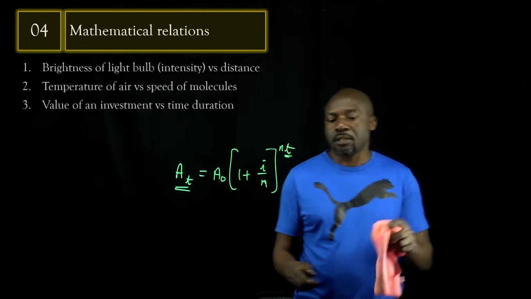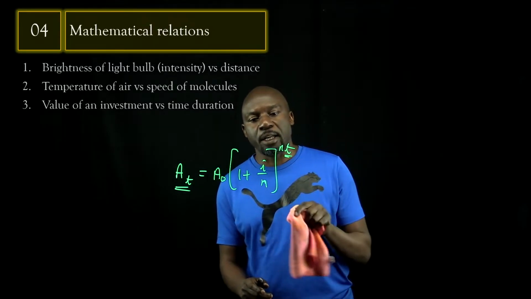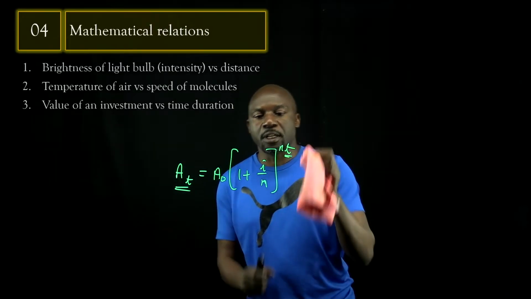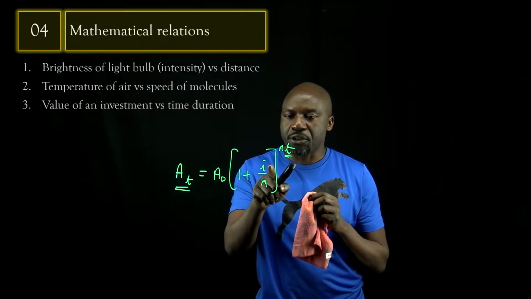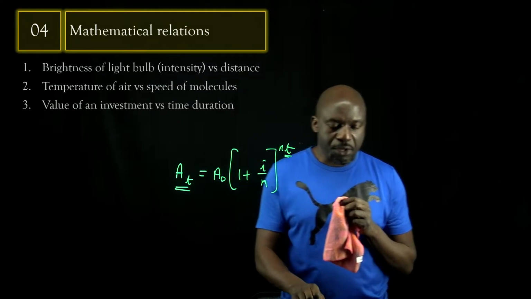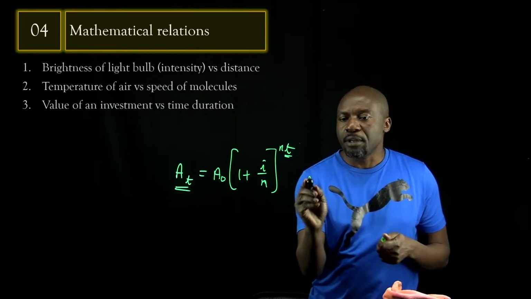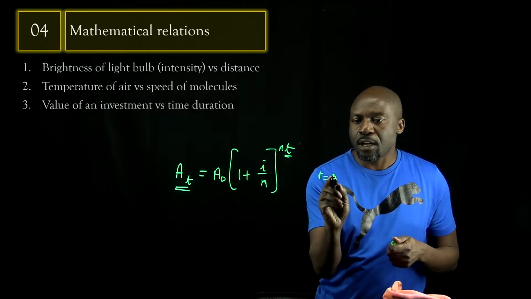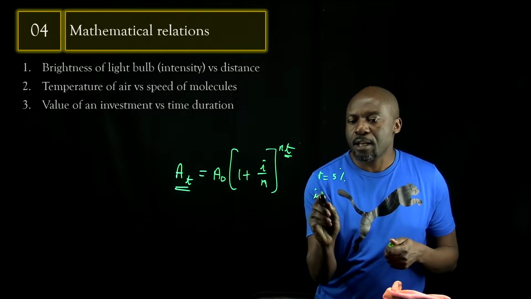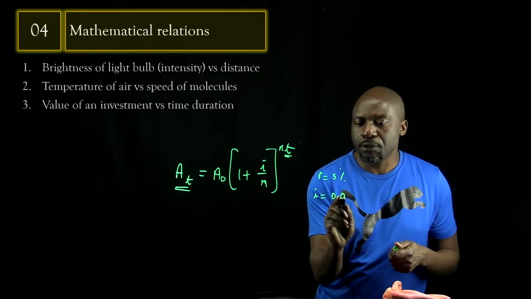Okay, so this, of course, is a mathematical relation that we will be interested in. Of course, you will remember in financial math, I refers to the rate divided by 100. So if the rate R is 5%, then I is 0.05.